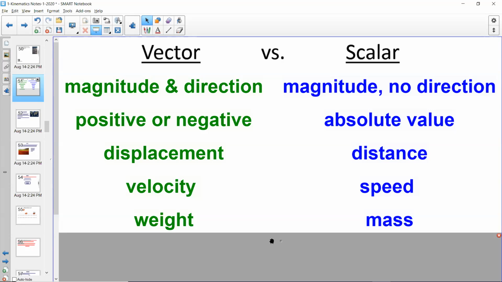But weight is actually a force that is analyzing how the gravitational pull of the Earth impacts our mass. And so weight would always be downward towards the center of the Earth. And so weight is directional.